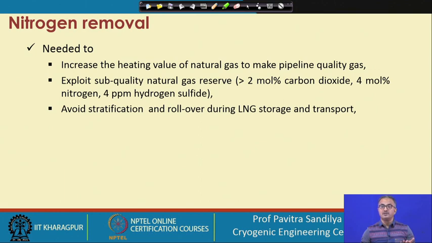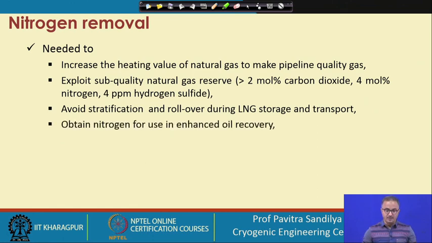So, for that we need to remove nitrogen, because nitrogen is the lighter component and it can get easily evaporated from the top layer. This rollover phenomenon can be avoided when we have less nitrogen. And this nitrogen can also be used for enhanced oil recovery, to recover any kind of residual oil which remains in the crevices of the sediment in the subsea. So, those residual oils can be recovered using nitrogen.